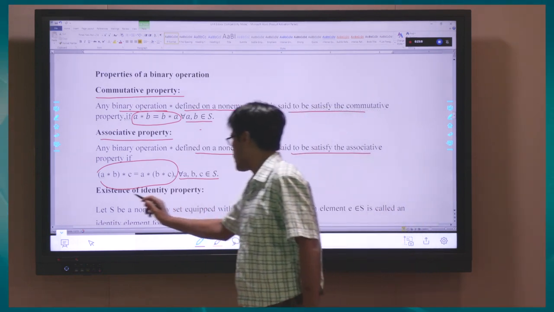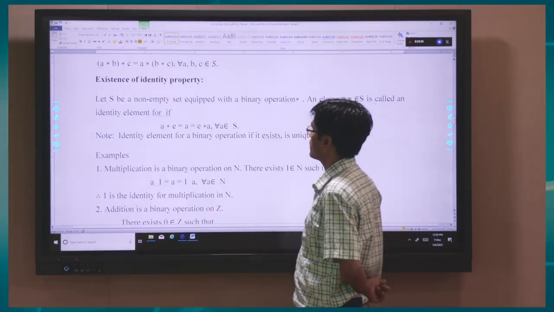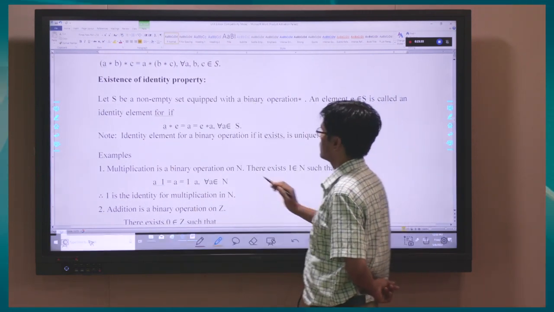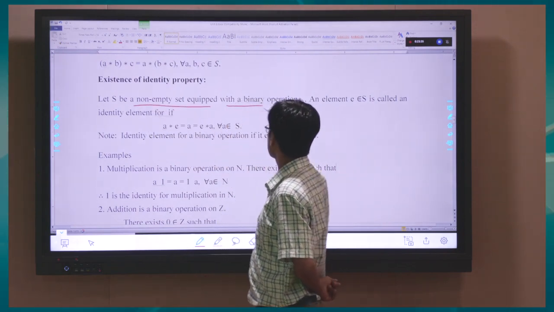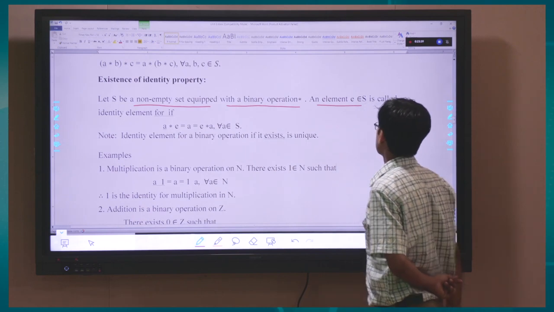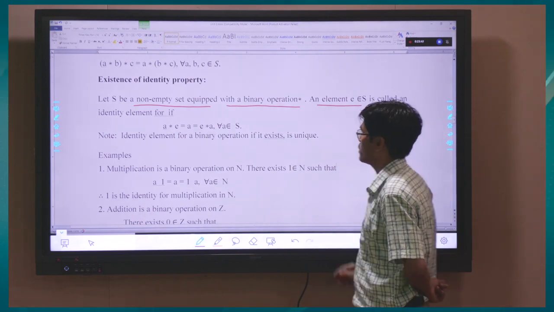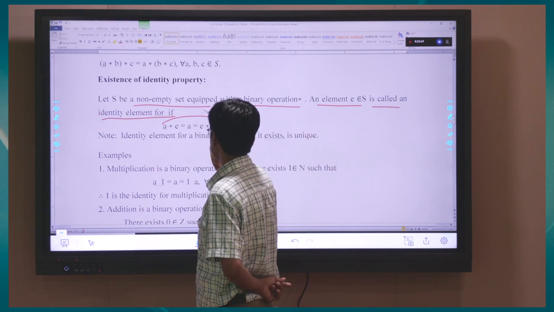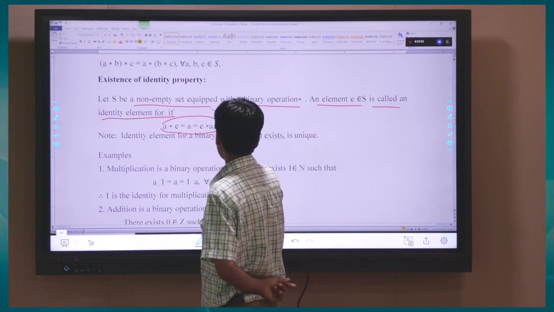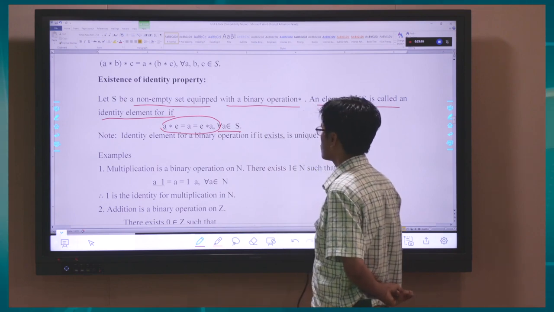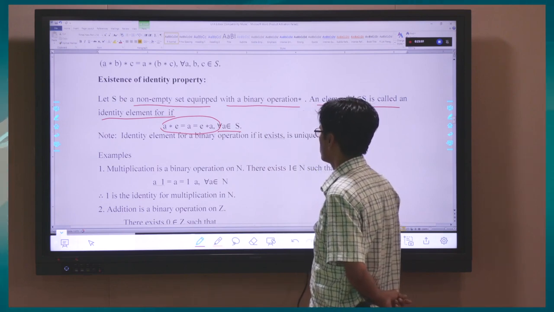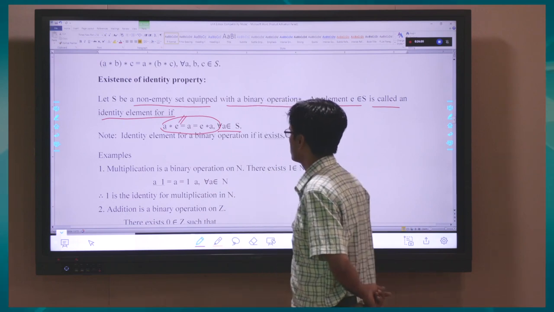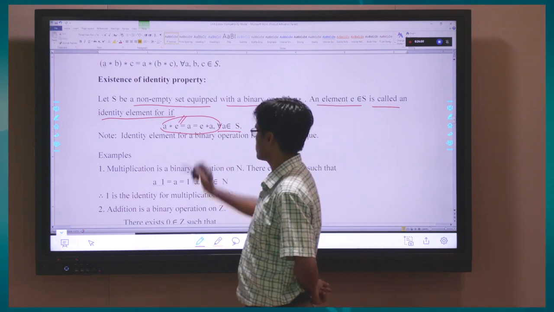The next property is the existence of an identity element. Suppose we consider a set S. Let S be a non-empty set equipped with a binary operation star. An element E belonging to S is called an identity element if A star E is equal to A is equal to E star A for all A belonging to the given set S. If this condition is satisfied, then E is called the identity element of the set S under the binary operation star.